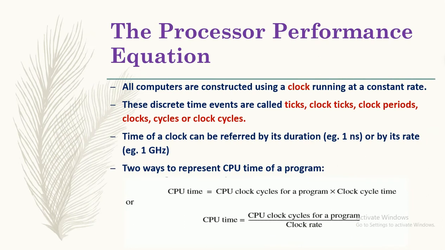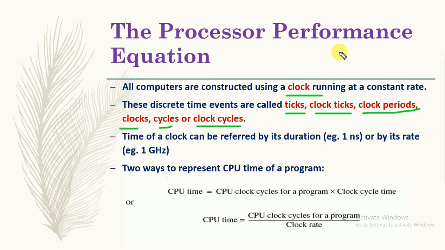Next comes the processor performance equation. All computers are constructed using a clock running at a constant rate. The speed of the computer is decided by the clock speed of the computer system. The clock time can be considered in terms of what are sometimes called ticks. It can be called clock ticks, clock periods, clocks, or clock cycles. It is named in different formats. So the time of a clock can be referred to by its duration.